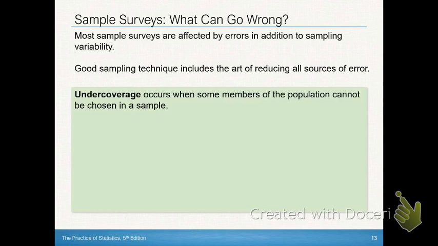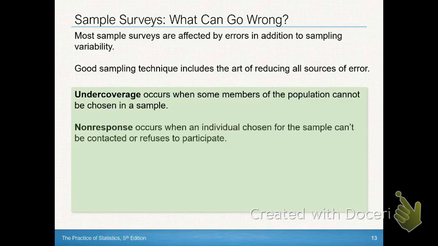Undercoverage happens when the method of collecting data somehow makes it so that certain populations are not able to be part of the sample. Non-response means that there are some people that, even though they're chosen for the sample, do not participate.